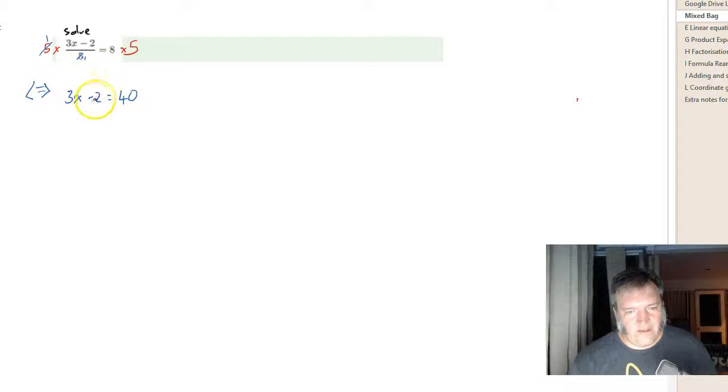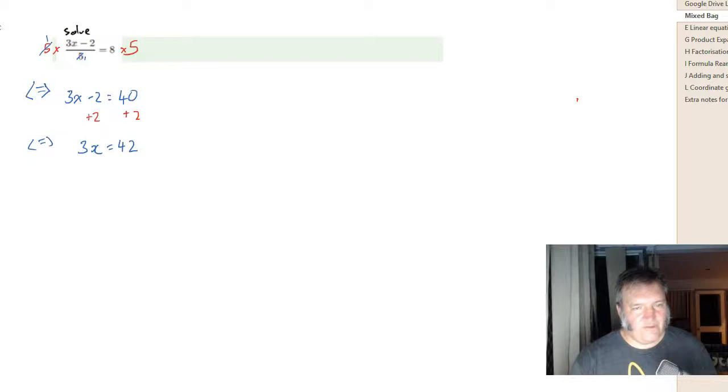Next thing I've got to get rid of is the opposite of subtracting 2, which is to add 2. I'm going to do that. I could divide by 3 first, but that would have to turn this minus 2 into minusing 2/3, and that would be really annoying. So we've added 2, we've got 3x equals 42.